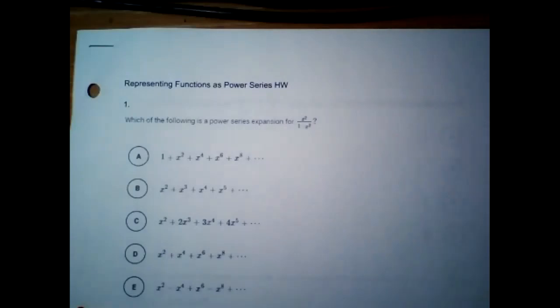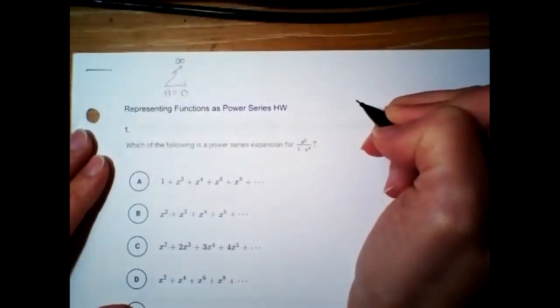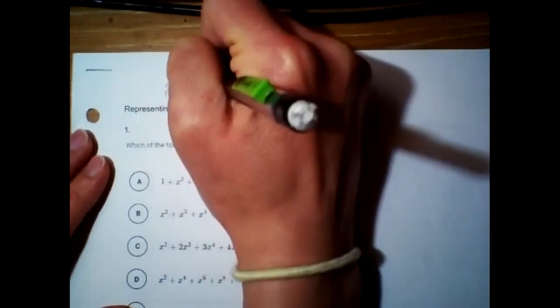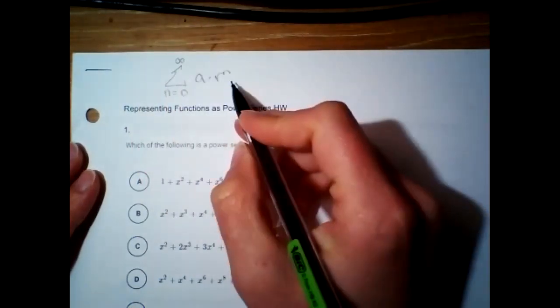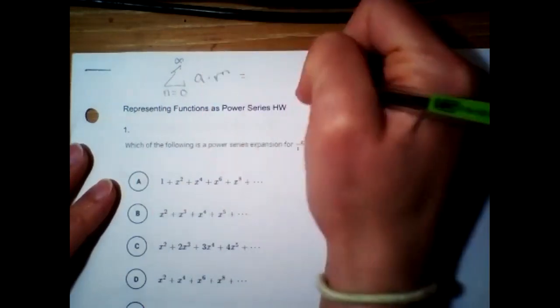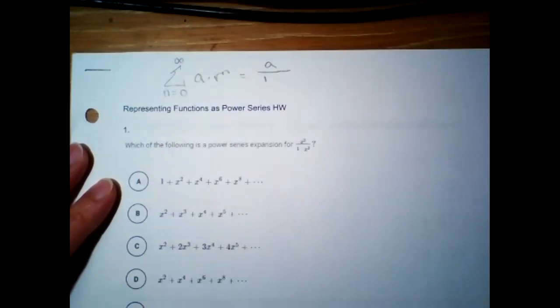So we're representing functions as power series. Let me just review. What you want to do is try to make them look like a geometric series. So sum n is 0 to infinity, and you have a times r to the n. So a is the first term, and then r is whatever you're multiplying by to generate the pattern. And then that sum is a over 1 minus r.